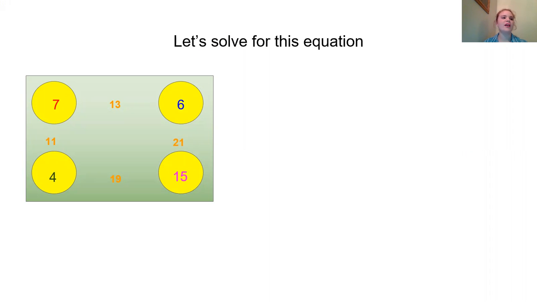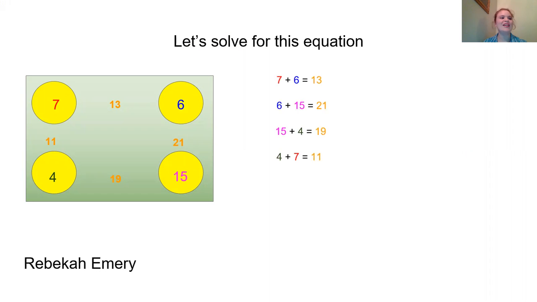Finally, by checking the left side of our problem for an accurate equation, we will determine if our equation is solved. 4 plus 7 does equal 11. This equation is complete and correct.